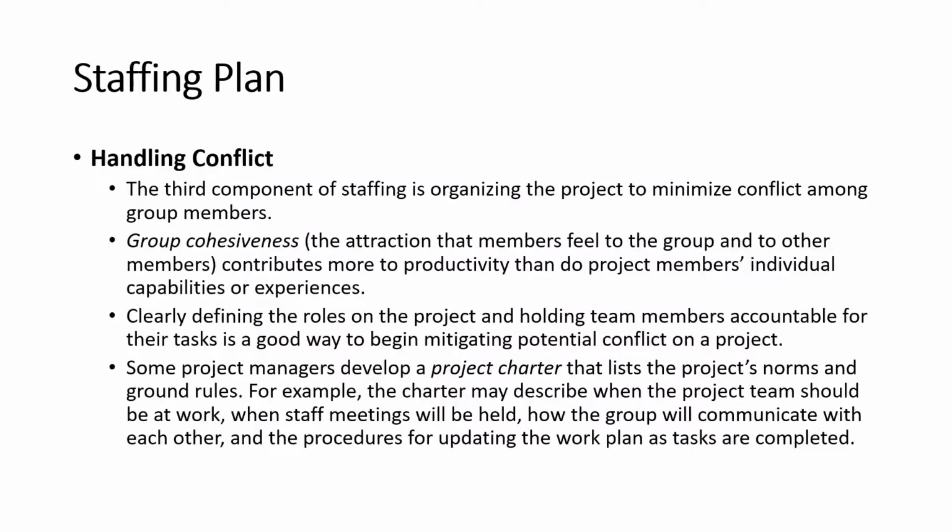Okay. So handling conflict. How are you going to handle conflict with your friends? Ganyan. So the third component of staffing is organizing the project to minimize conflict among group members. Make sure that, before that, okay, we need to have group cohesiveness: the attraction that members feel to the group and to the other members contribute more to productivity than do project members' individual capabilities or experiences.